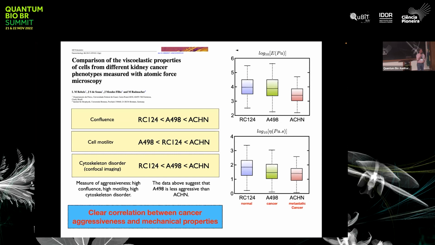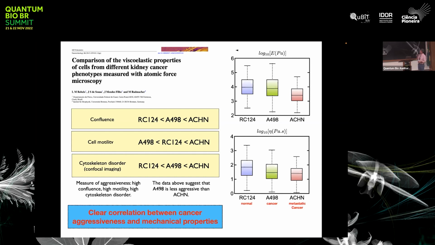The first story I want to tell is our first paper. I'm originally a theoretician, and I became an experimentalist about a decade ago. We took 3 cell lines from kidney. There is one normal cell line and 2 different cancer types: a less aggressive cancer, and a metastatic cancer.